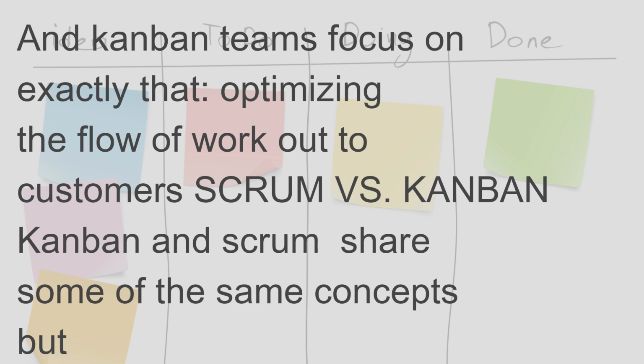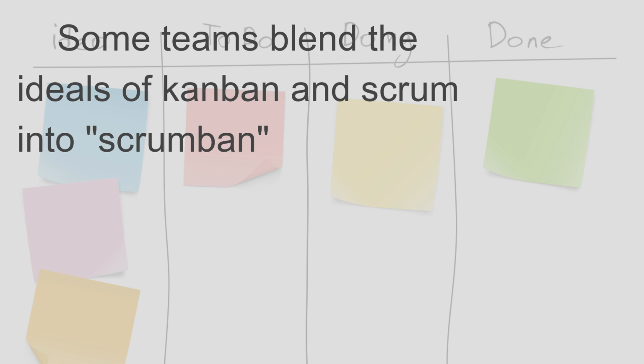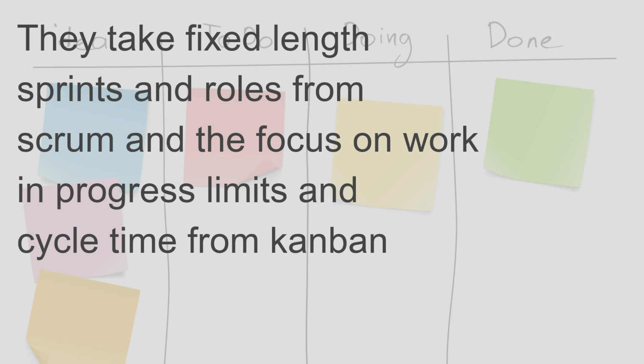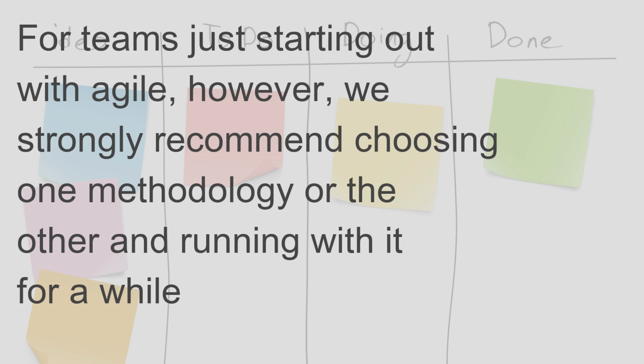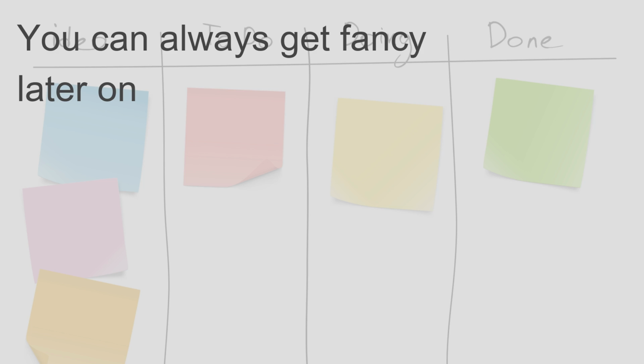Scrum vs Kanban. Kanban and Scrum share some of the same concepts but have very different approaches. They should not be confused with one another. Some teams blend the ideals of Kanban and Scrum into Scrumban. They take fixed-length sprints and roles from Scrum and the focus on work-in-progress limits and cycle time from Kanban. For teams just starting out with Agile, however, we strongly recommend choosing one methodology or the other and running with it for a while. You can always get fancy later on.